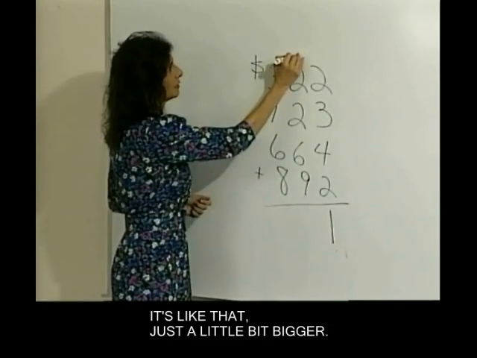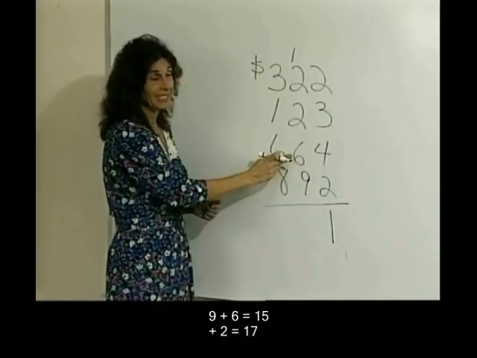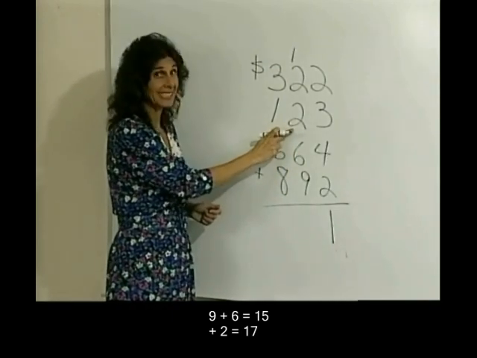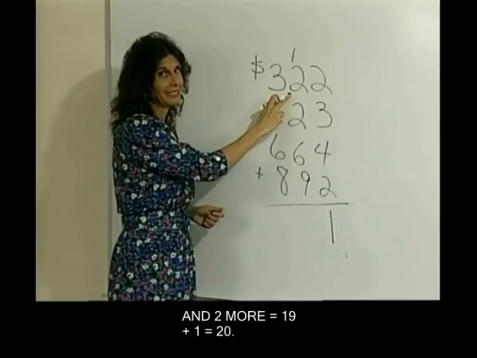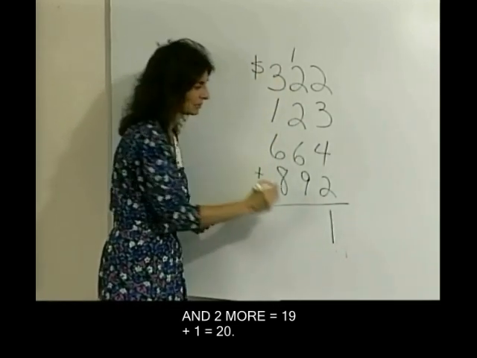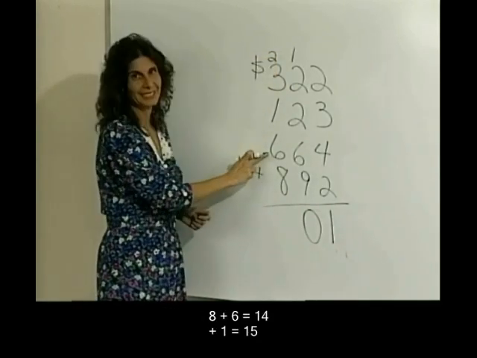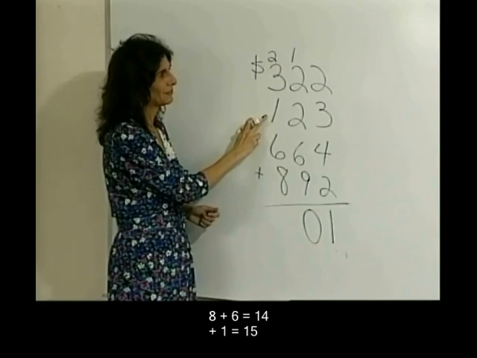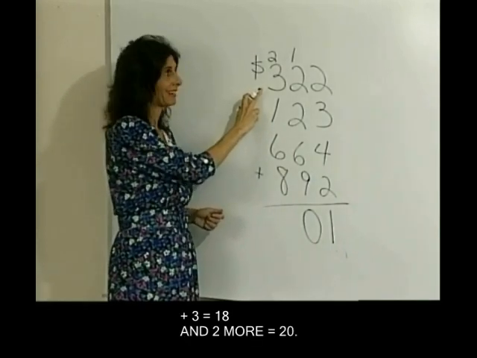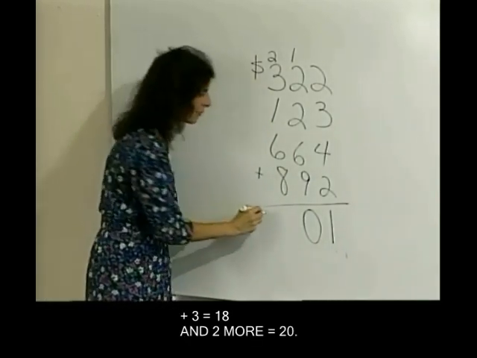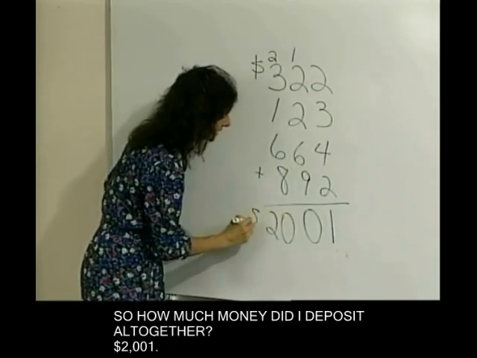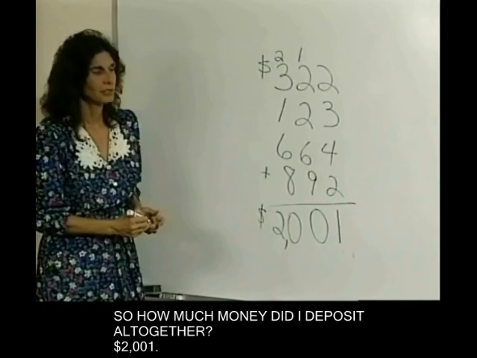Let's make that just a little bit bigger. 9 plus 6 is 15, and 2 is 17, and 2 more is 19, and 1 is 20. I put down my 0, and I carry my 2. 8 plus 6 is 14, and 1 is 15. 3 is 18, and 2 more, it's 20. So how much money did I deposit altogether? $2,001.